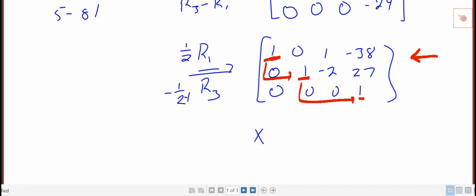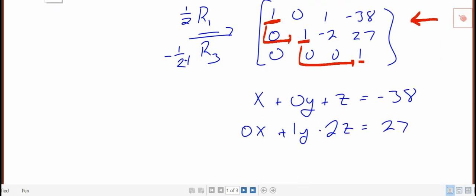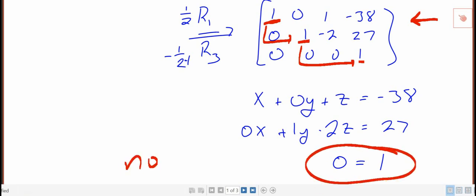This says x plus 0y plus 1z equals negative 38. We have 0 x's plus 1y minus 2z has to equal 27. This bottom one is just that 0 equals 1. Now this bottom row is a problem because 0 is never equal to 1. That indicates to me that we have no solution. This is an inconsistent system of equations, because that bottom row is always going to be false.